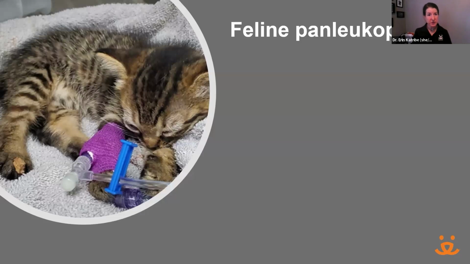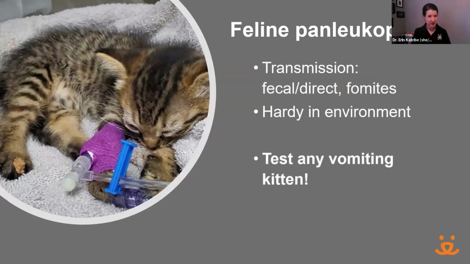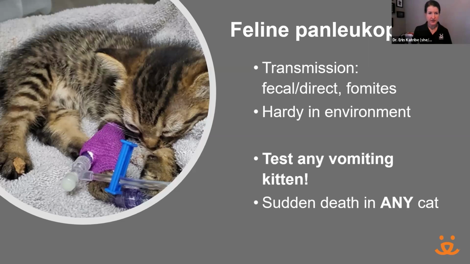Panleukopenia in cats is very similar to canine parvo, same sorts of transmission, also hardy in the environment. Classic clinical signs, vomiting in kittens, diarrhea. The biggest difference with panleukopenia is that oftentimes the disease progresses so quick, we don't actually have time to see those GI signs. And so any sudden death in a cat or a kitten in the shelter, the most likely cause is panleukopenia. And so that warrants testing.